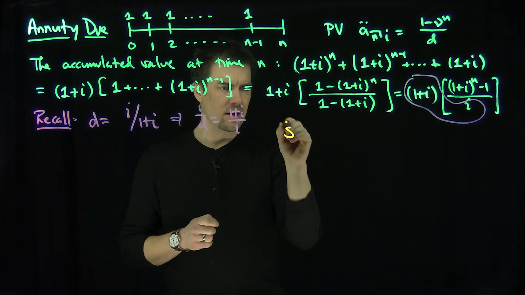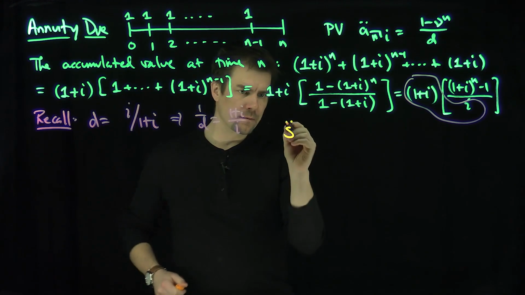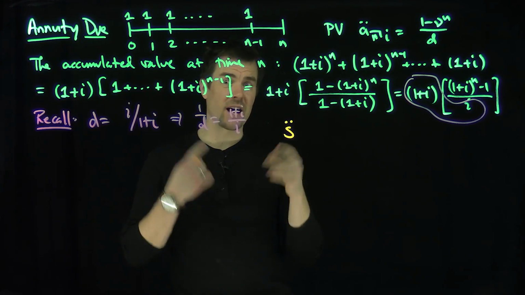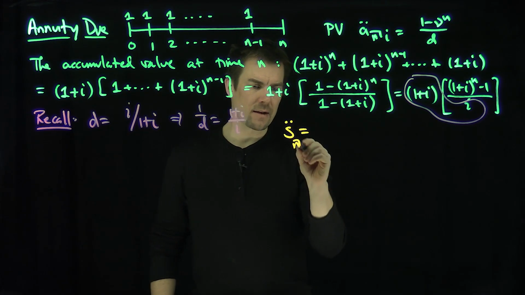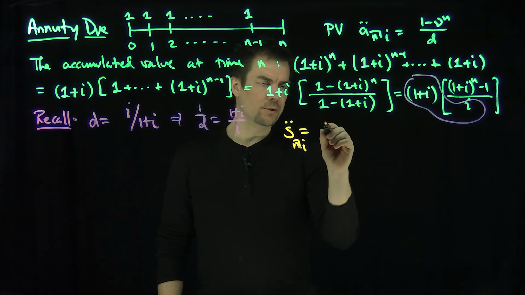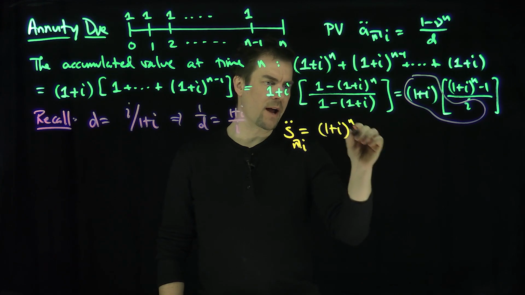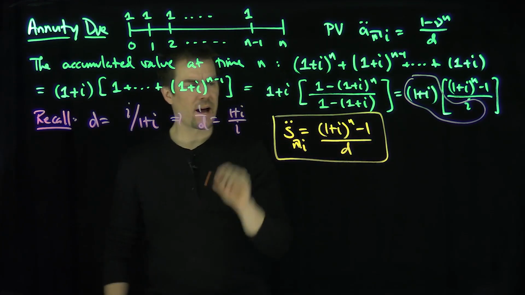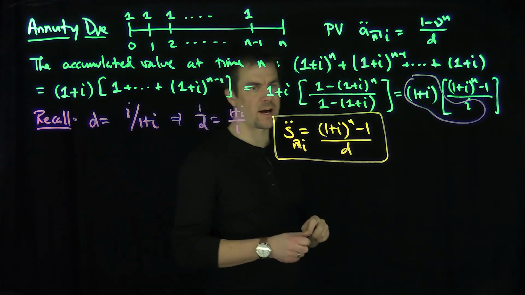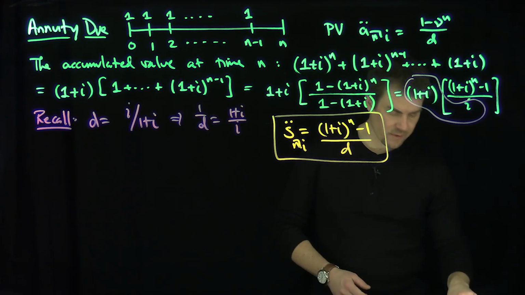I'm going to have an S double dot for due. The double dots are for due. Remember, dot for due, d for discount. S double dot angle n at rate i is going to be equal to 1 plus i to the power n minus 1 over the effective rate of discount. So that's our first formula. S double dot angle n is 1 plus i to the power n minus 1 over the effective rate of discount.